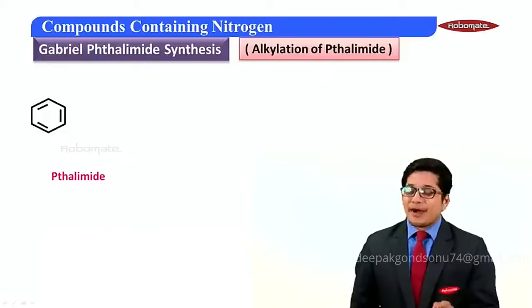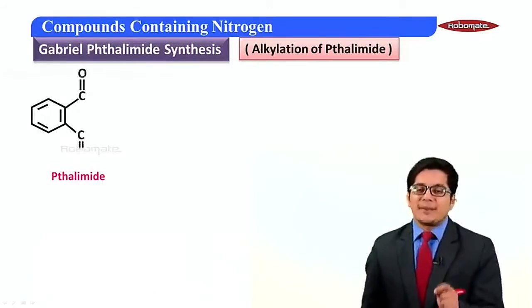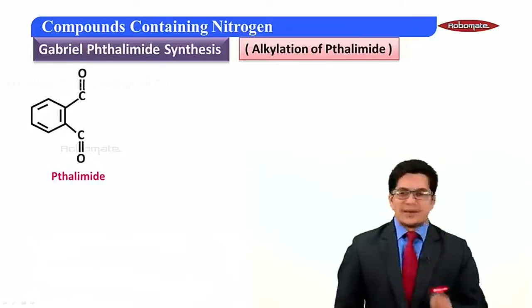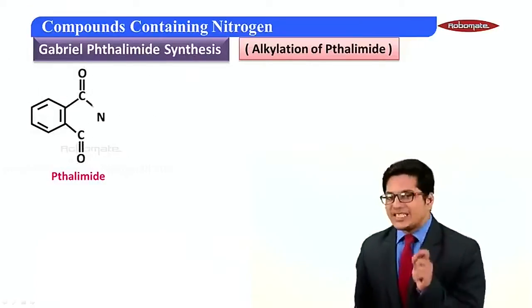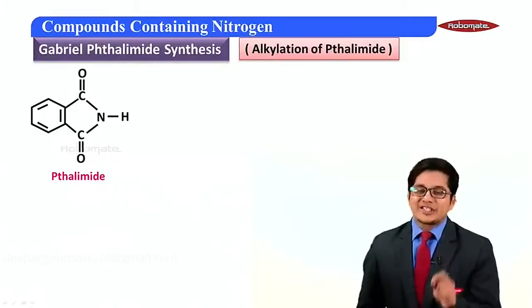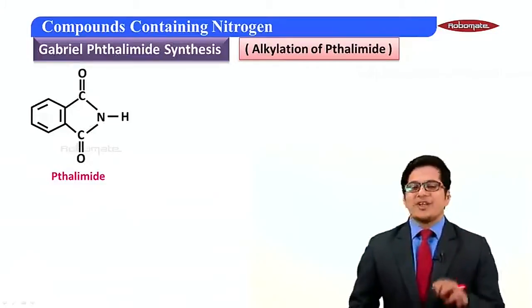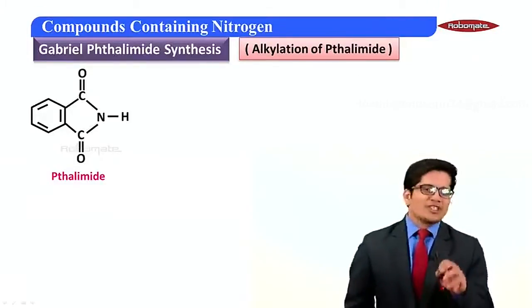It is a compound in which there is a benzene ring attached to two C=O groups, and both the C=O groups are attached to an NH group. So this is nothing but a molecule of phthalimide. Now what are we going to do with this? Let's see.